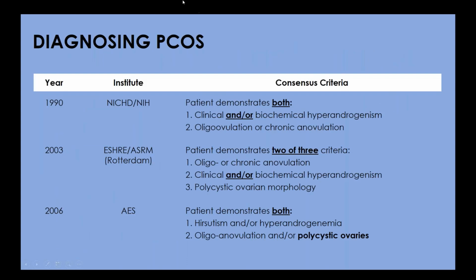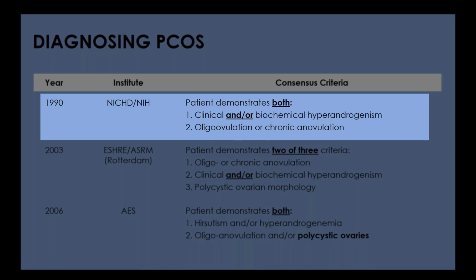Now, I am sure the audience is familiar with the various diagnostic criteria that are floating around for diagnosing somebody with the syndrome, polycystic ovary syndrome. And we started this journey in 1990, where the diagnostic criteria were put together by the NIH and the NICHD. That is still the most robust of the various criteria that are available.